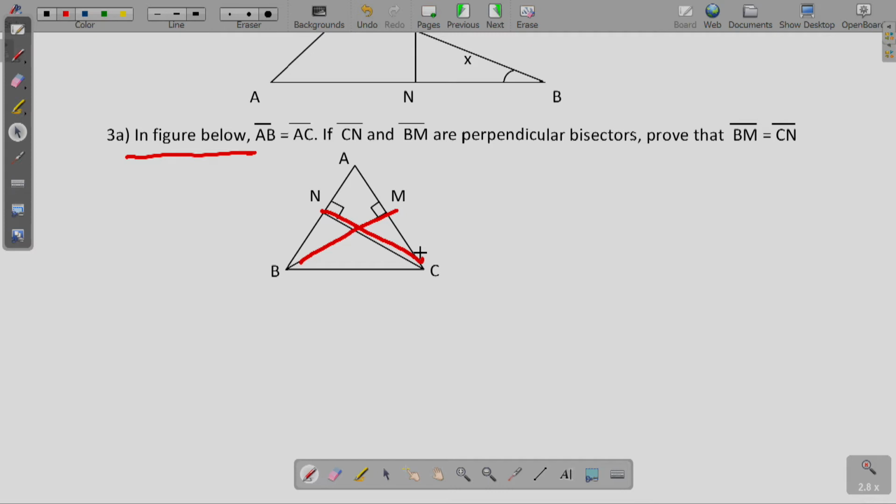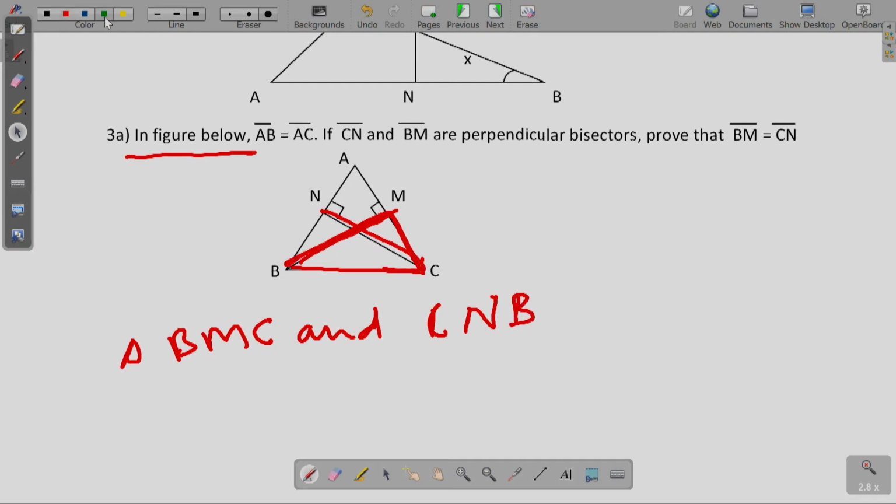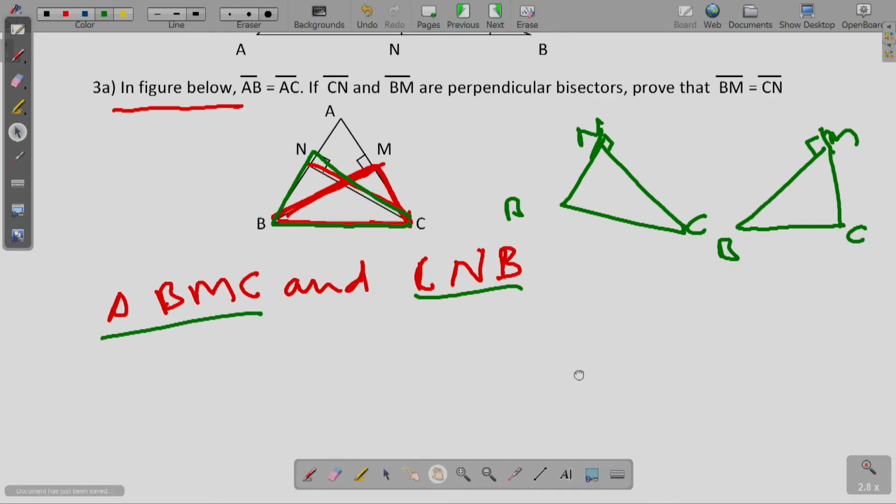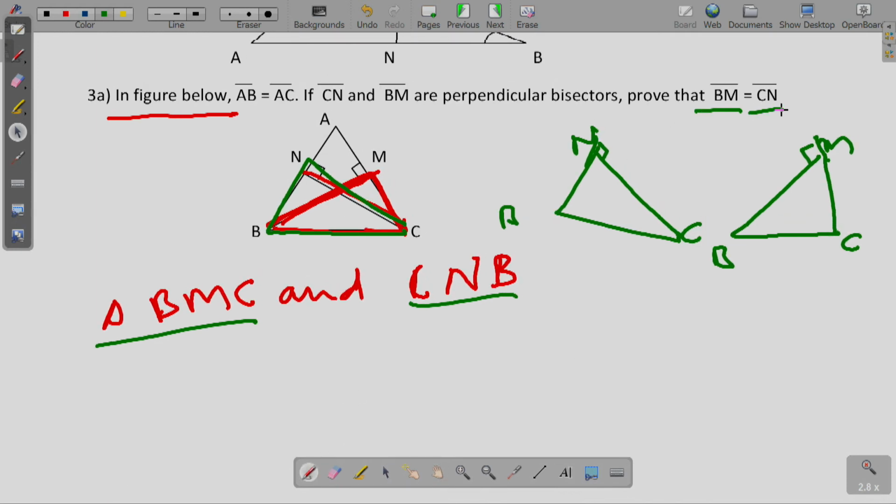First, let's consider the two triangles, triangle BMC and triangle CNB. So let's first prove that these triangles are congruent. Then we will be able to prove that length BM is equal to length CN.